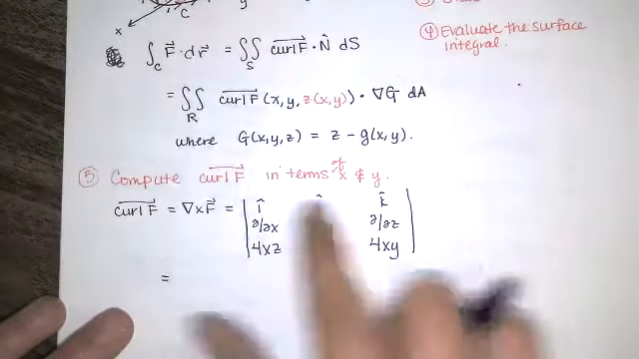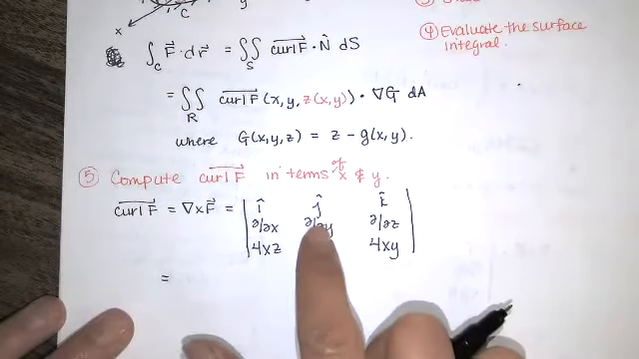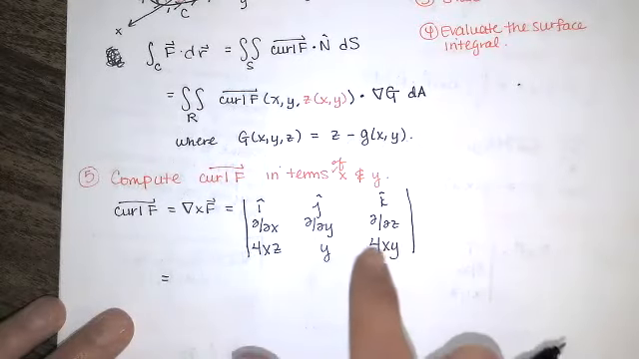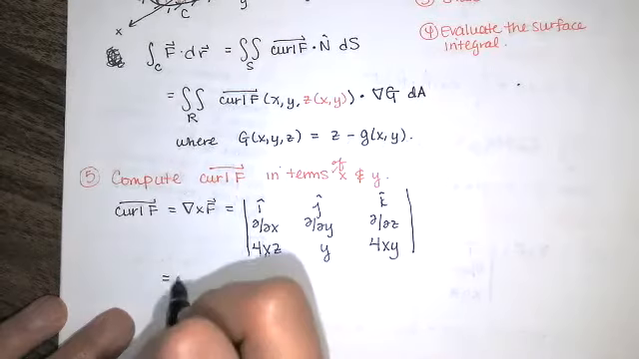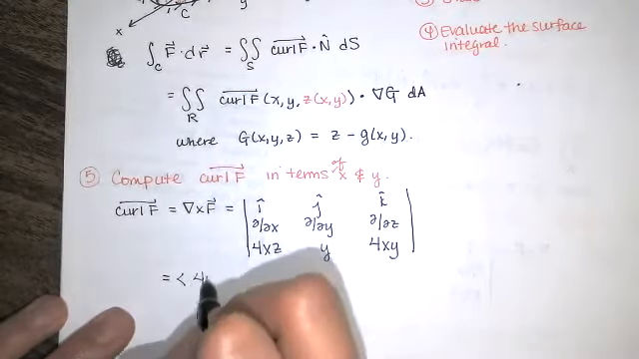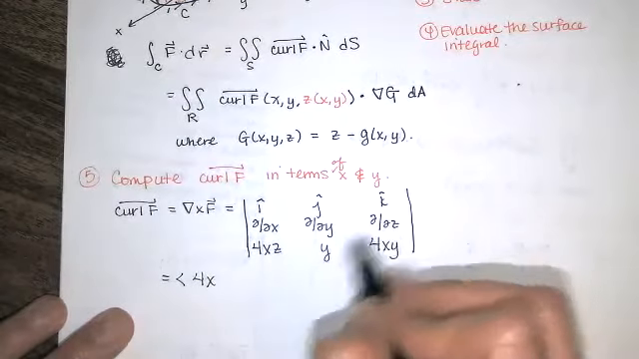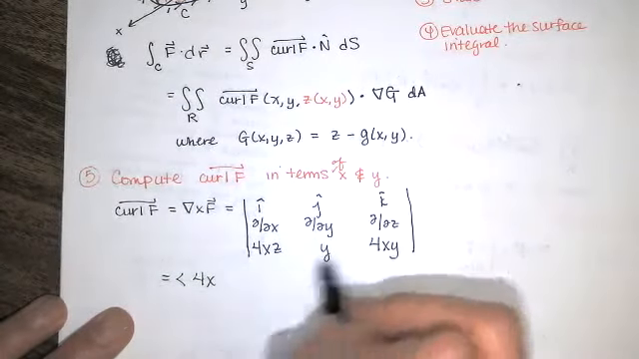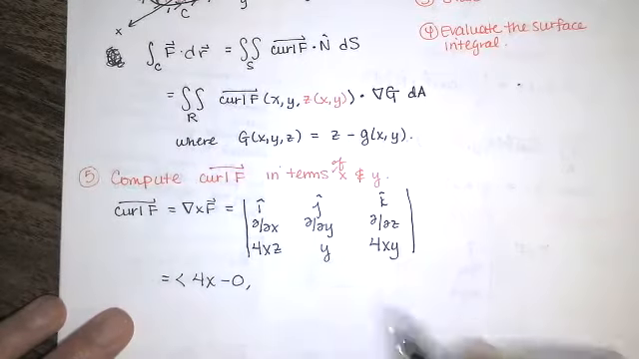I cross out the row and column containing i hat, and then we take the partial with respect to y of 4x times y. That's a constant times y. The derivative of a constant times y is just the constant. And then we take the partial with respect to z of y. That's just a constant, so we just get 0.